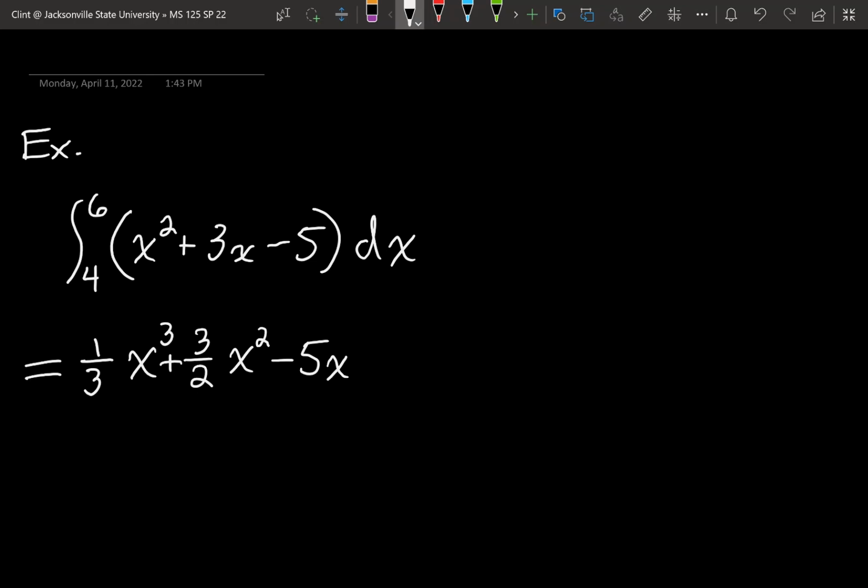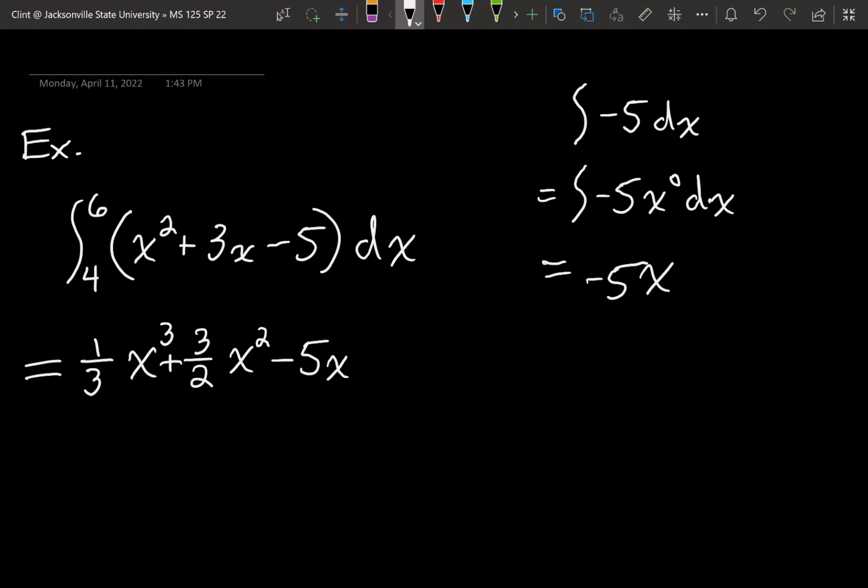And if you want to justify that, use the reverse power rule. We start off with negative 5x to the 0th. If we add 1 to the exponent, we'll get x to the first. Negative 5 divided by 1 is just negative 5. Okay. So there's an antiderivative there. That's just a side note.